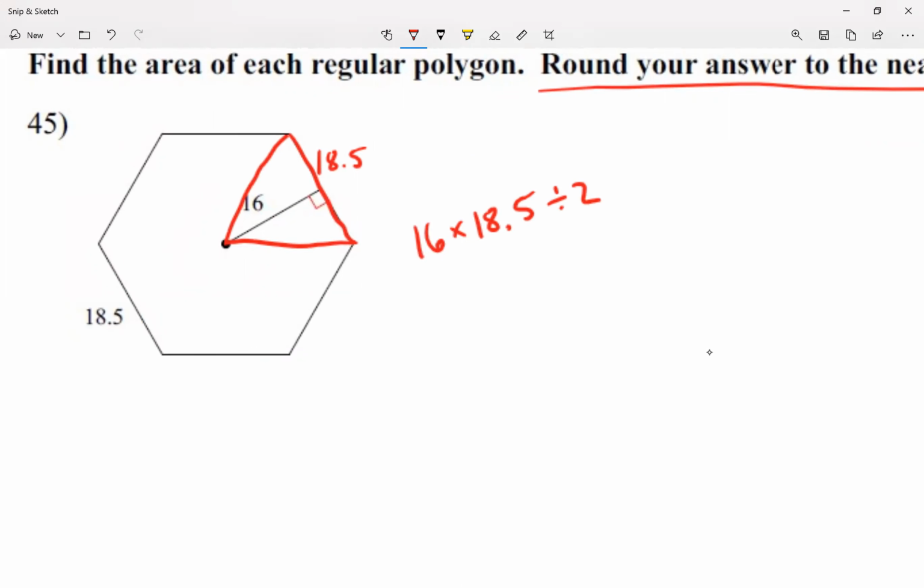Now, for me to find the whole polygon, let me multiply this by 6. There are 6 sides. If you look at the polygon to begin with, it had 6 sides. That's why I multiply by 6. If the polygon had, I don't know, 20 sides, multiply your triangle times 20. All right, so in this case, 16 times 18.5 divided by 2 times 6. My calculator gives me 888.